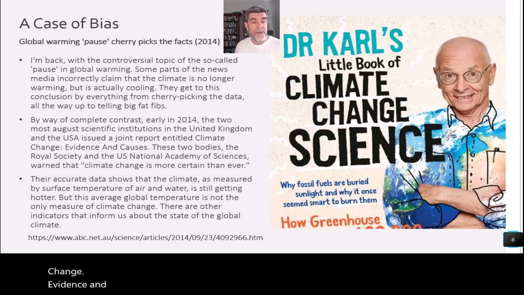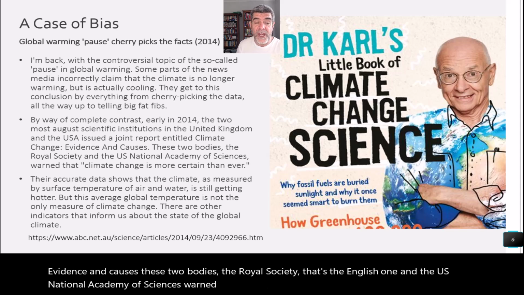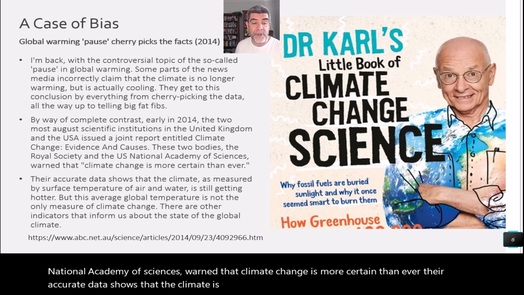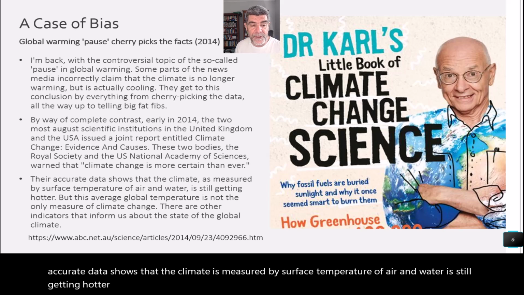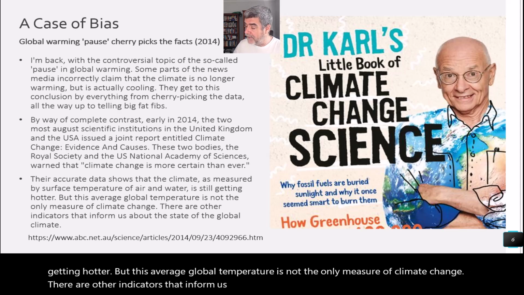These two bodies, the Royal Society, that's the English one, and the US National Academy of Sciences, warned that climate change is more certain than ever. Their accurate data shows that the climate, as measured by surface temperature of air and water, is still getting hotter. But this average global temperature is not the only measure of climate change. There are other indicators that inform us about the state of global climate."